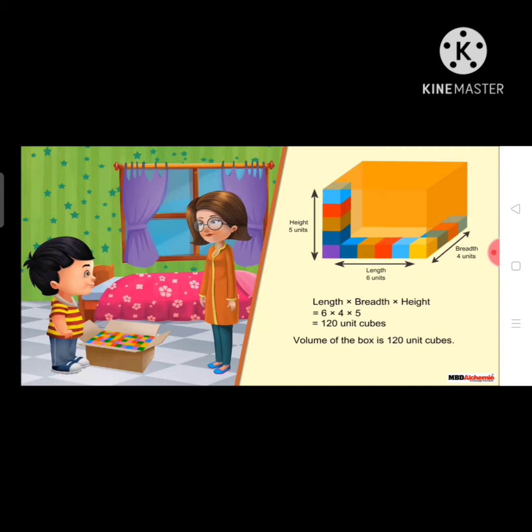He further says, "This means the volume of this box can be calculated by multiplying the length, breadth, and height of the cuboidal box." "You are right," his mother tells him. "Very good, Sid. Yes, the volume of a cuboidal box is length into breadth into height."